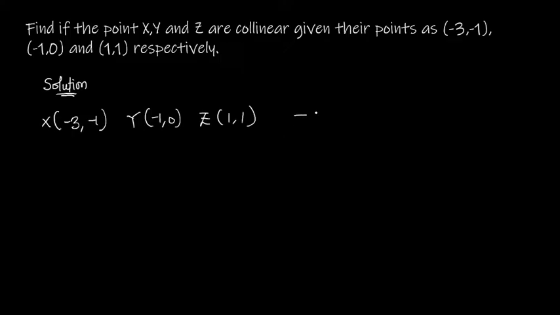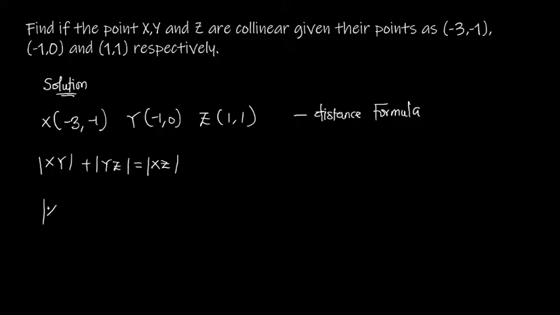Now because we are using the distance formula, it means that if the points x, y, and z are collinear, then the distance of xy plus the distance of yz should be equal to the distance xz. So it means the distance from the point x to y and the distance from the point y to z should be equal to the distance from x to z. Alright, so let's look at how to calculate that. So I'll do it step by step.